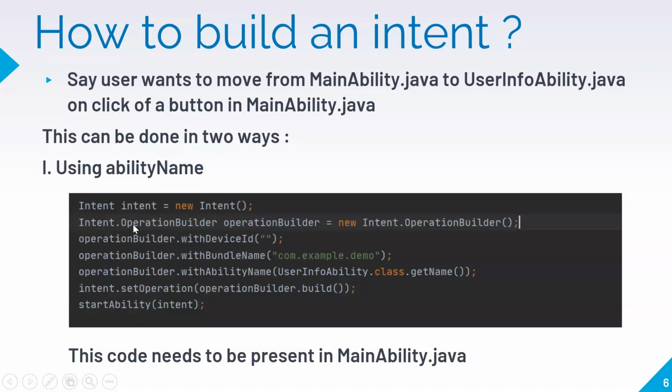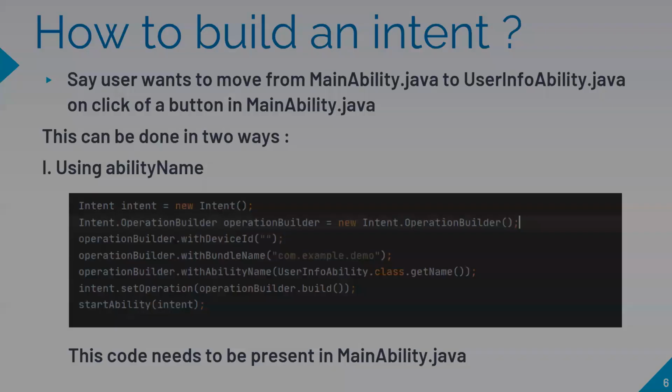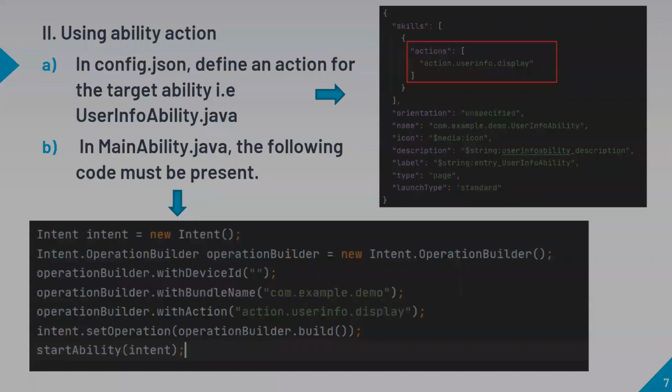So once your operation builder is linked to your intent, simply call the start ability function. That will make sure your target ability will get the call, and that will start operating from after this particular method call. Got it? This is how you do it explicitly using an ability name. Now let's check how you can do it using ability action.